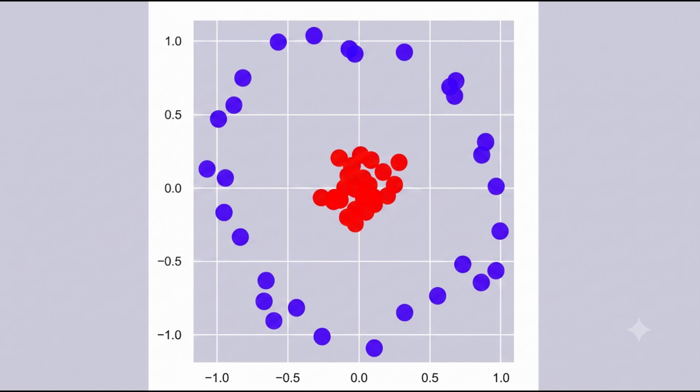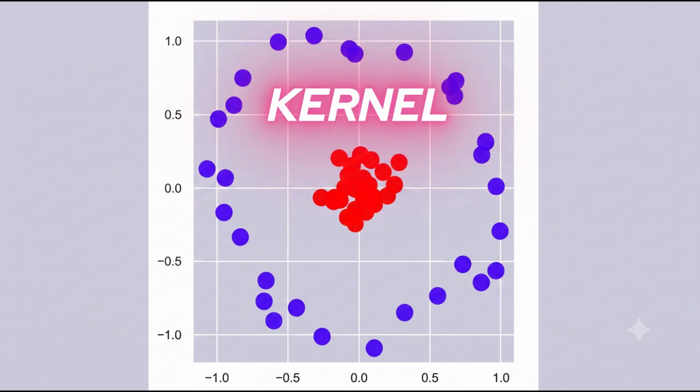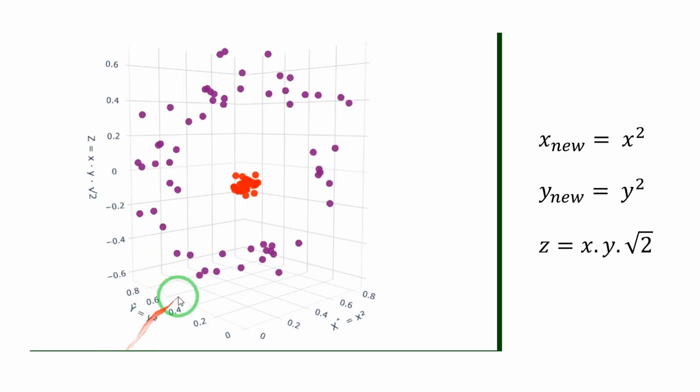We saw how SVM uses a straight line to separate data, but look at this dataset. The red points are trapped in the center, and the purple points are surrounding them. No matter how you draw a straight line in this 2D space, it is impossible to separate them. This is where we need a magical tool called a kernel. A kernel is essentially a shortcut function.